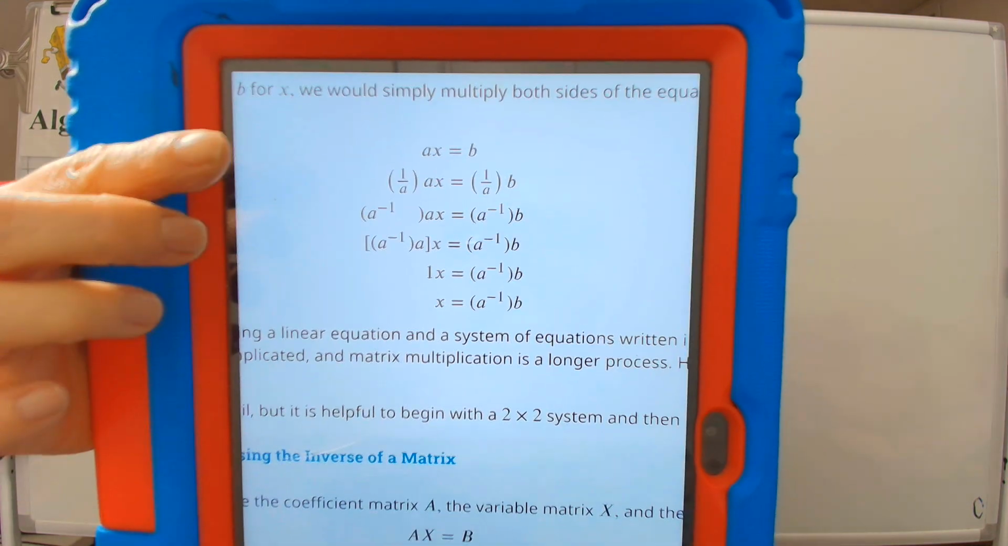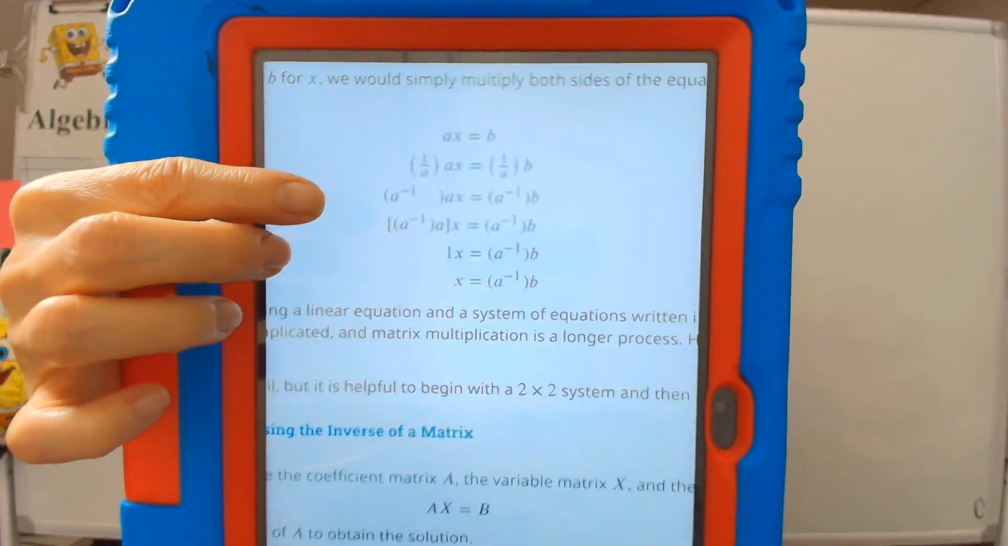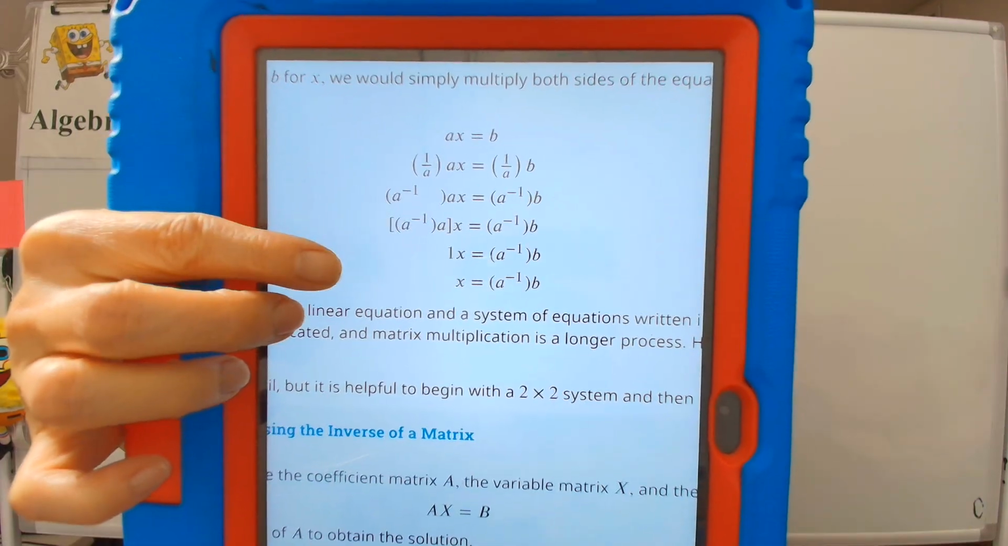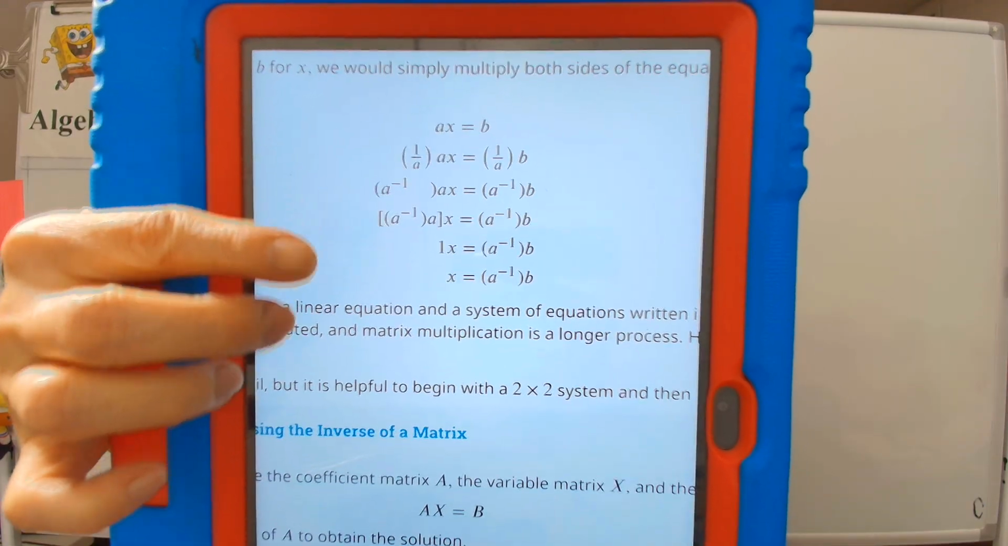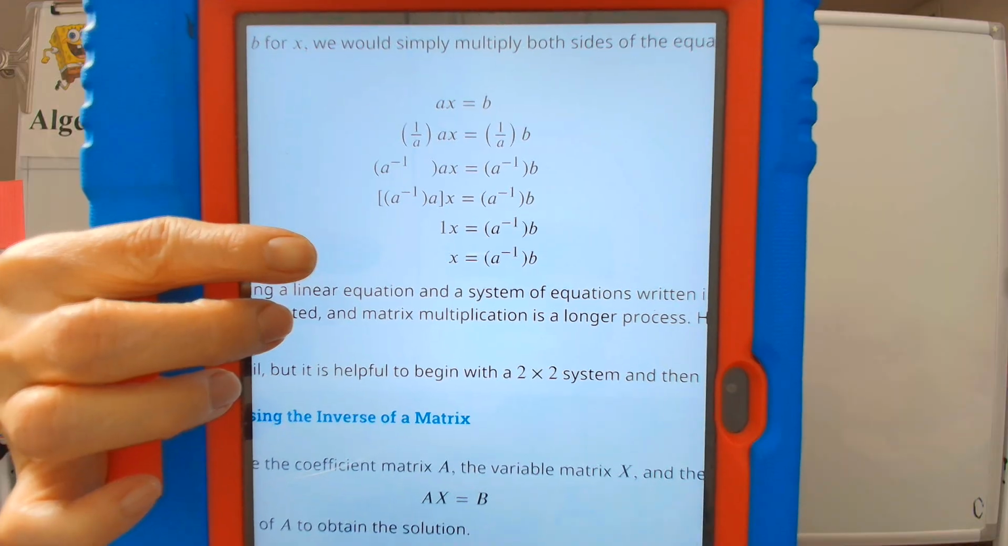The way you do it is you multiply each side by 1 over a, which is also written as a inverse. If you do that, a times 1 over a will become 1. On the other side, the 1 over a will be multiplied by b, and you end up with x being 1 over a times b.